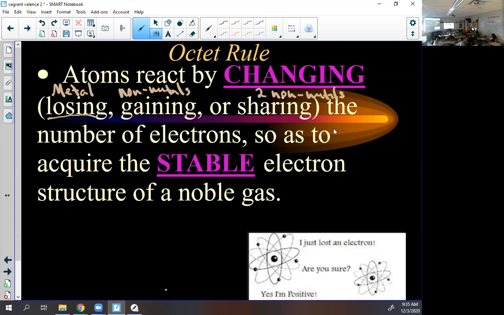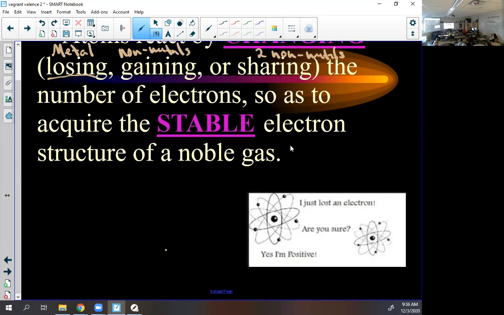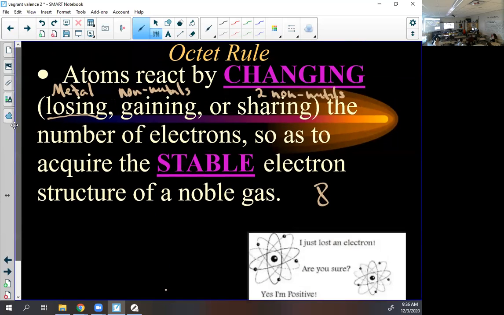So if you think about it, a nonmetal always has to gain electrons. So it can gain them by stealing from a metal, but if it's with another nonmetal, they have to share them. That's the only way they can work it out. All right, so anyway, moving on. They can do those 3 things to change their number of electrons so as to acquire the stable electron structure of a noble gas. How many valence electrons does a noble gas have? 8. And that is why this rule is called the octet rule.